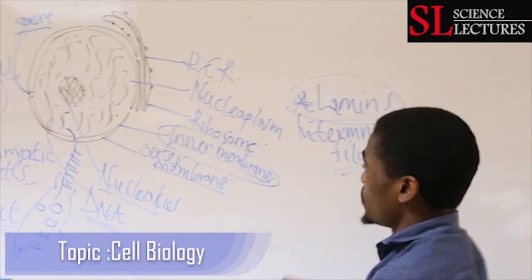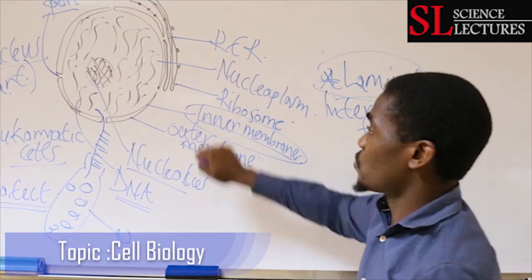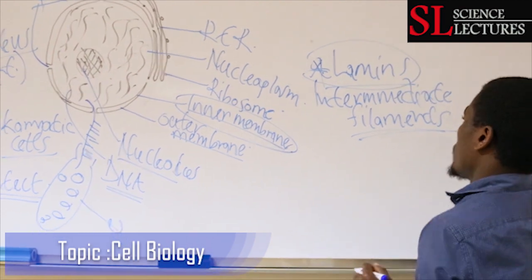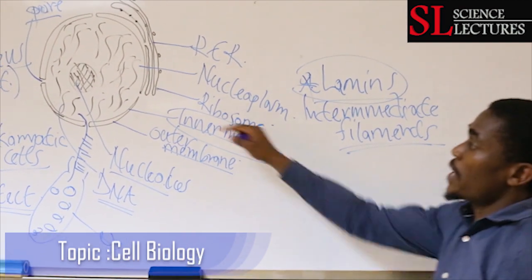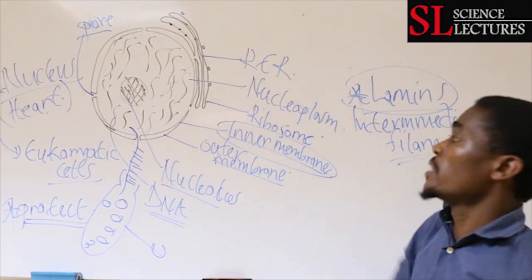The intermediate filaments are basically for structural support. They make sure that the nucleus is strongly adhered to the components of the cell. So the lamins are inside the nuclear envelope, in the inner membrane.